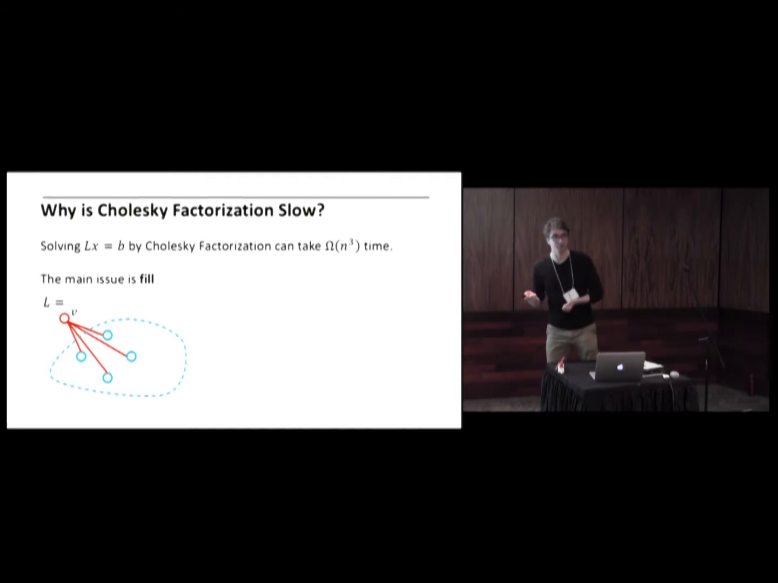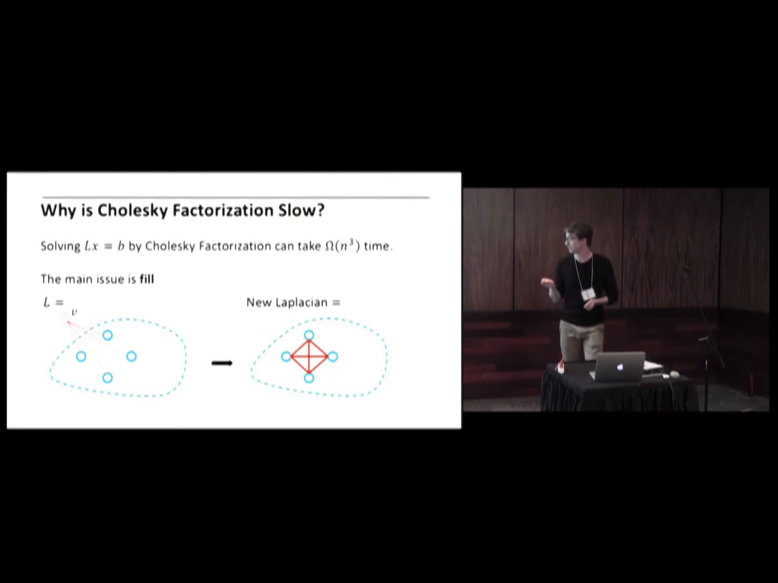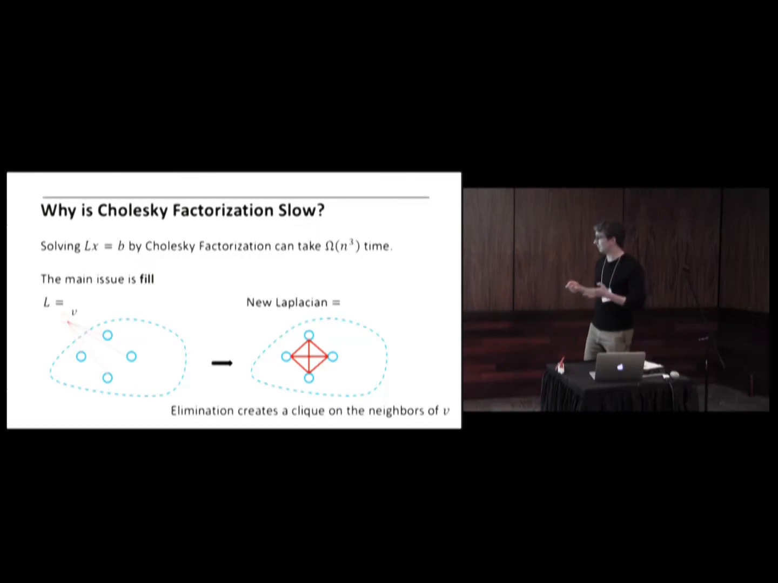Okay, when we eliminate v, we remove the edges incident on v. Then in our new graph, we get a clique on the neighbors of v. This is how the algorithm ends up being slow, because we're adding in all these dense matrices that will quickly make the degrees blow up. And so we end up eliminating in a very dense matrix. So elimination creates a clique on the neighbors of v. But there's hope because that clique can be sparsified. Laplacian cliques can be sparsified.